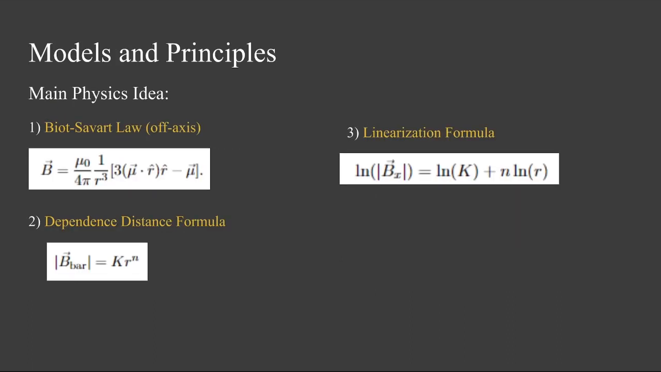The main physics ideas present in this experiment include the physics law off-axis, which can be seen in the equation below. We also need the distance dependence formula, B bar equals k times r raised to the n, and we will also need the linearization formula, natural log of Bx equals natural log of k plus n times natural log of r, so that we can graph our data.